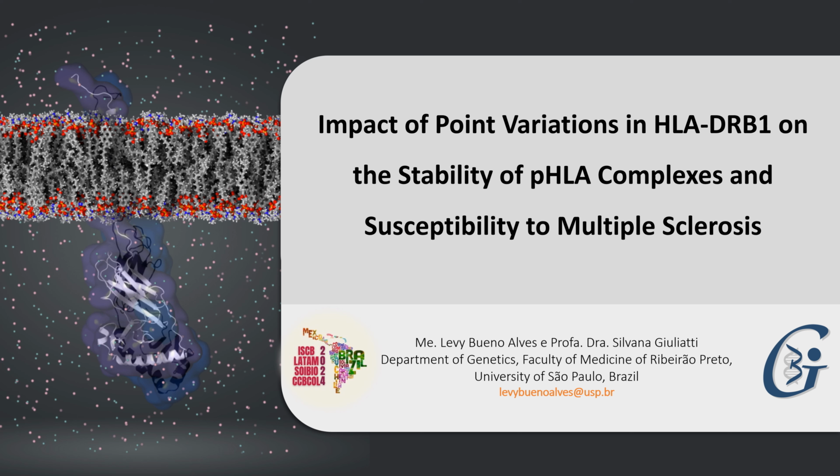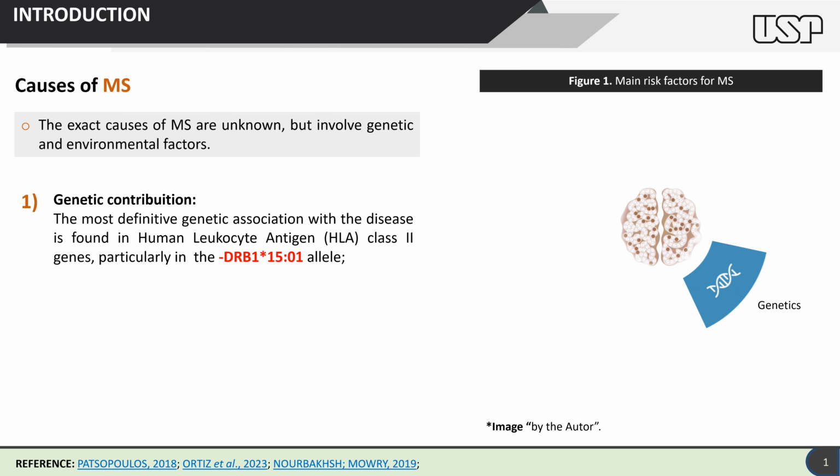This investigation arose from the need to better understand the molecular mechanisms that link specifically HLA-DRB1 variants to the risk of developing this disease. So far, the exact causes of multiple sclerosis are not fully comprehended yet, but we know that both genetic and environmental factors are involved.